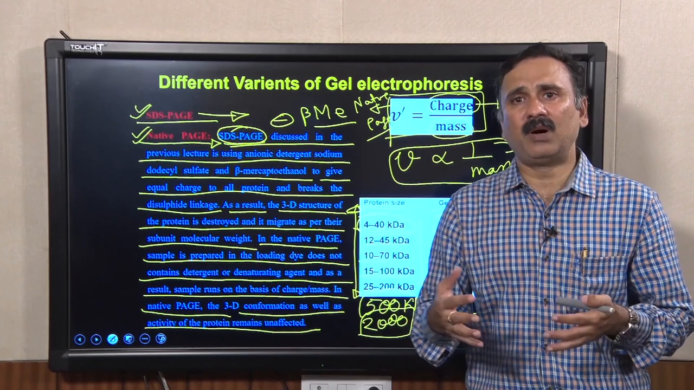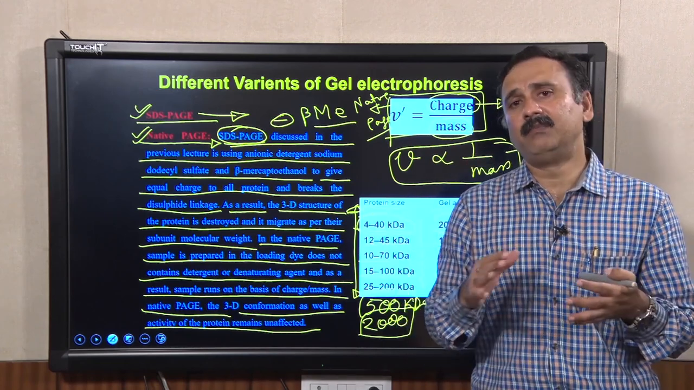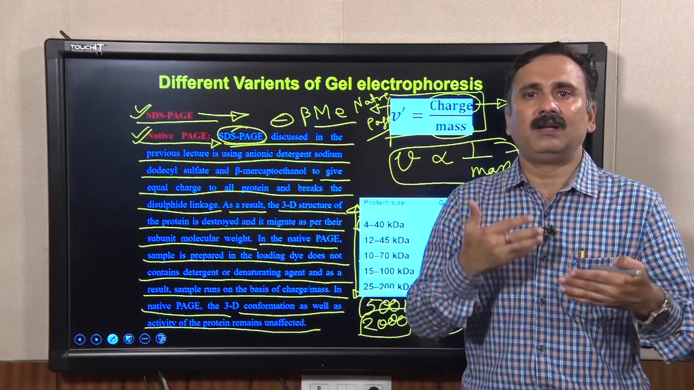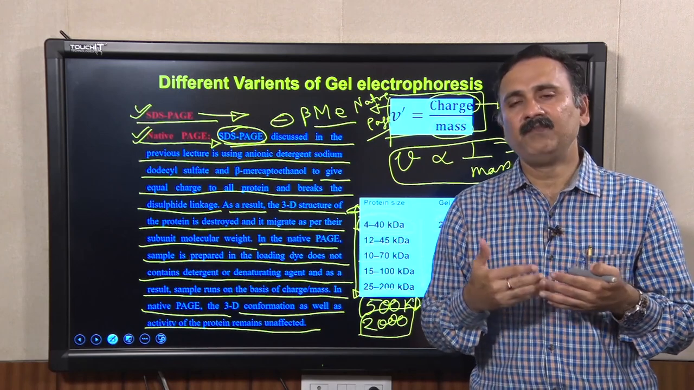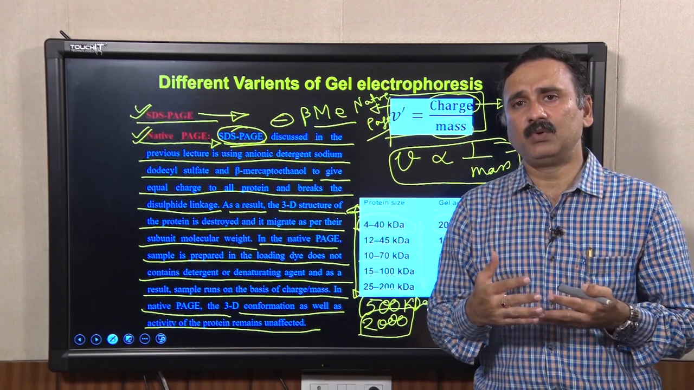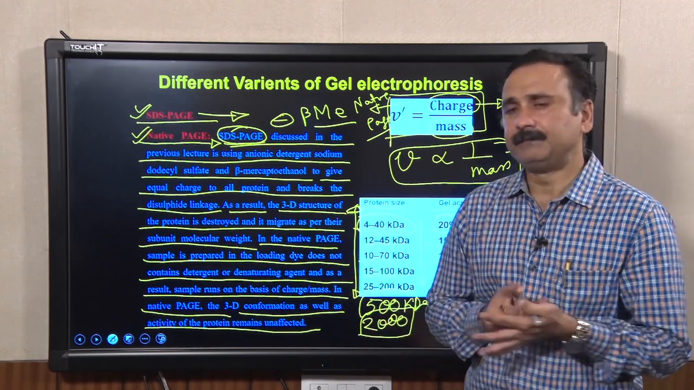So to solve this problem, where you have very large proteins and protein complexes, people have developed a new gel electrophoresis technique, where they are using multiple gels, and that's how they are able to resolve these high molecular weight proteins.